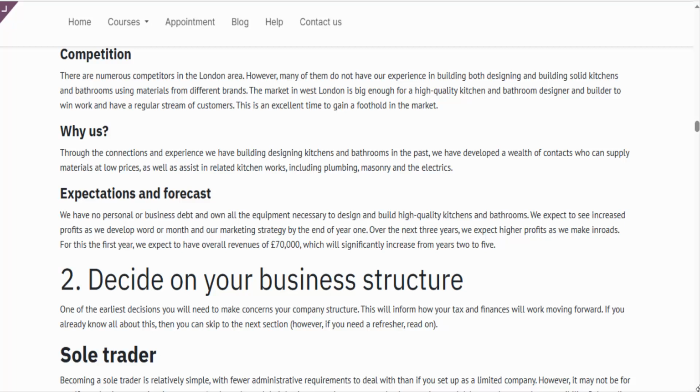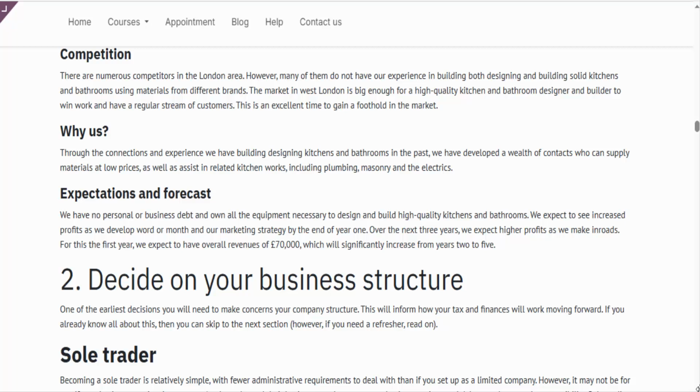We have no personal or business debt and own all the equipment necessary to design and build high-quality kitchens and bathrooms. We expect to see increased profits as we develop word of mouth and our marketing strategy by the end of year 1. Over the next 3 years, we expect higher profits as we make inroads. For the first year, we expect to have overall revenues of £70, which will significantly increase from years 2 to 5.